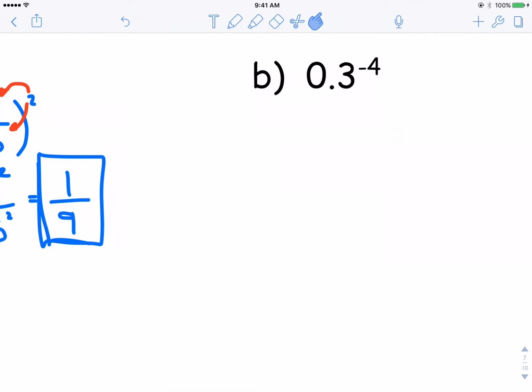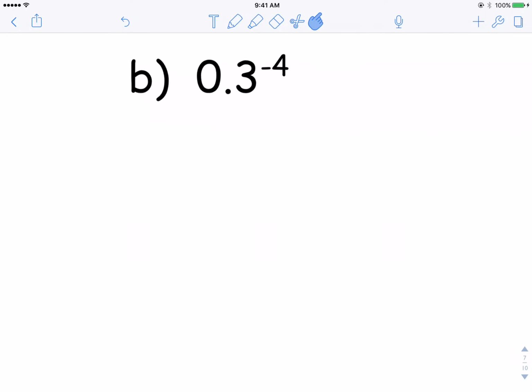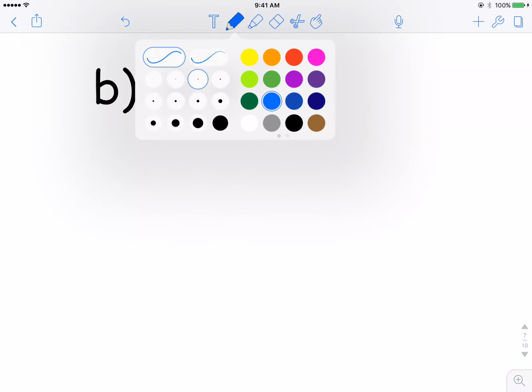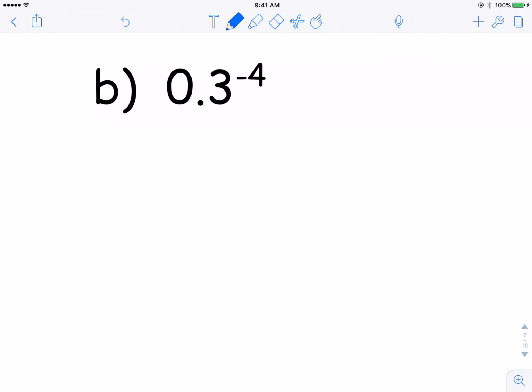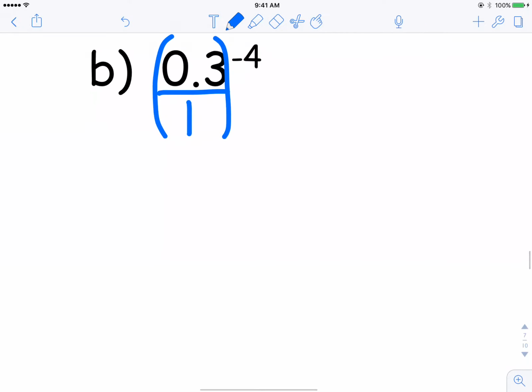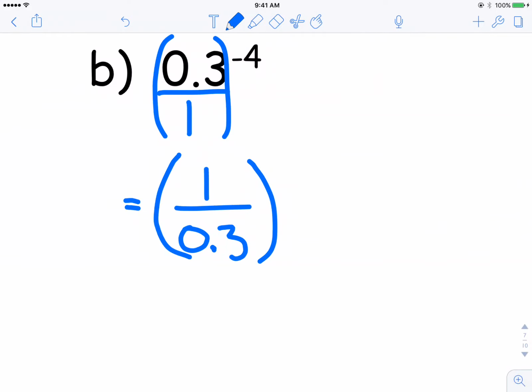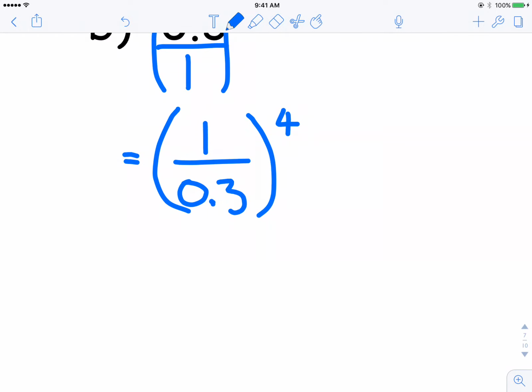Question B. 0.3 to the power of negative 4. Again, following the rules that we went through, negative exponent says I need this as a fraction, so I make this a fraction. I put it over 1. I'll put this bracket around it so I know it's all over 1. The negative exponent tells me I need to flip that fraction, 0.3, and I change the sign of the exponent to positive. Then I apply that 4 exponent here and here, so this becomes 1 to the power of 4 over 0.3 to the power of 4.